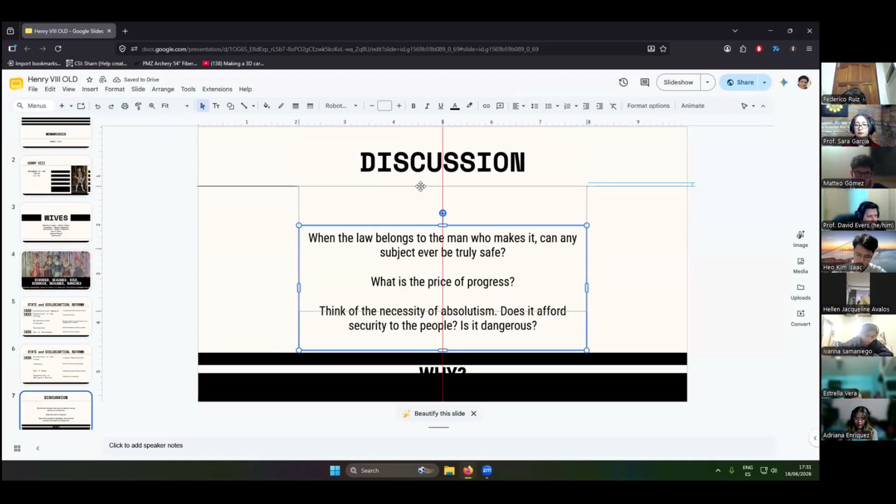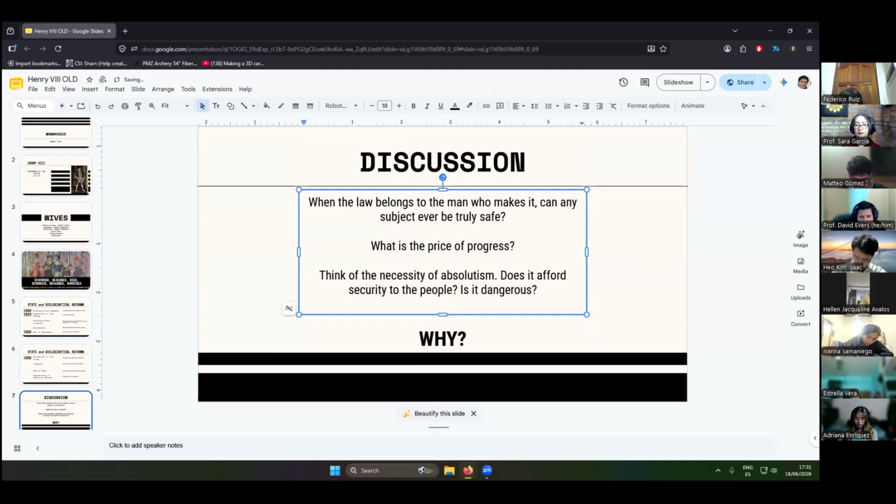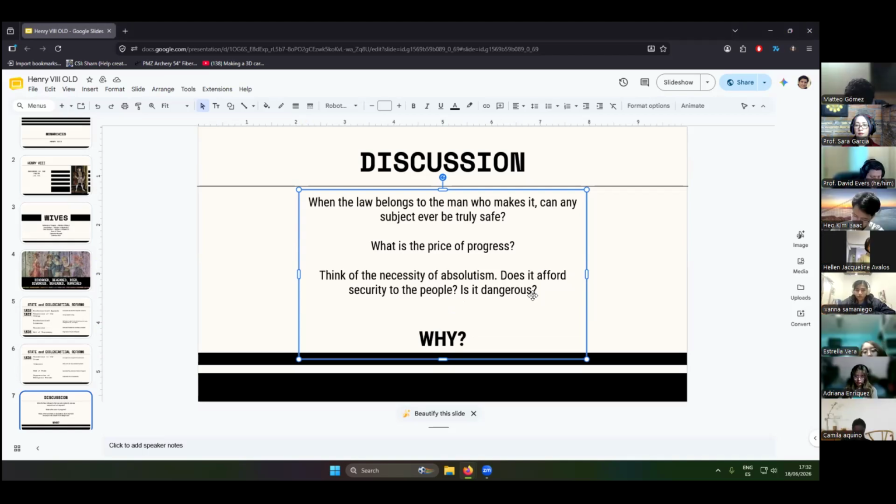So, question number 1 is, when the law belongs to the man who makes it, can any subject ever truly be safe? Thinking about, for example, the execution of Thomas More, the Act of Supremacy was essentially introduced so he could get rid of Thomas More, who was a very devout, very prominent, very powerful Catholic Christian, part of Henry's council. So when he enacted the Act of Supremacy, and Thomas More predictably said, "I am beholden to the Pope in Rome," then that gave Henry the right, according to the law he created, to execute him.